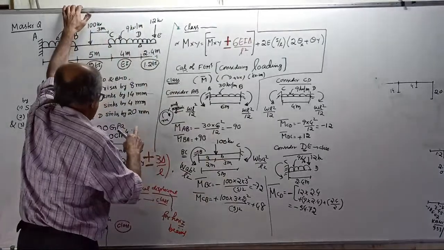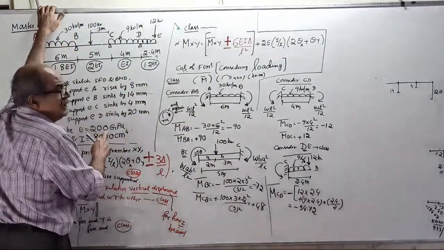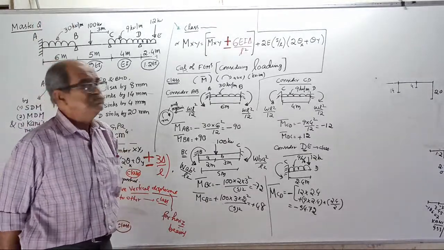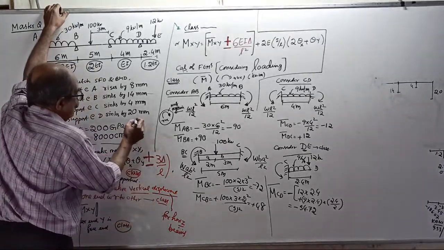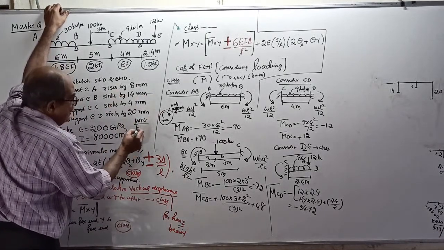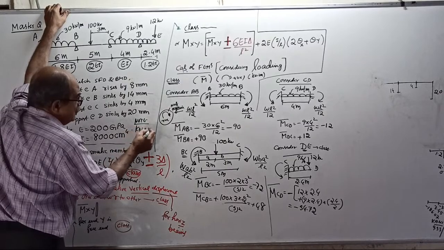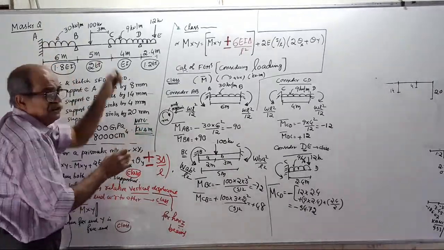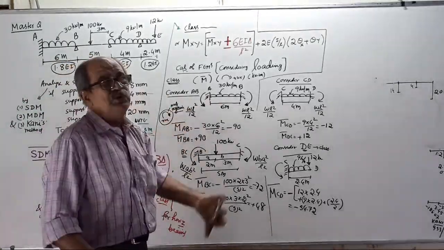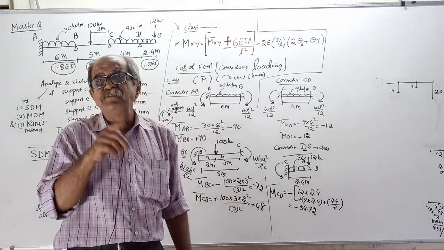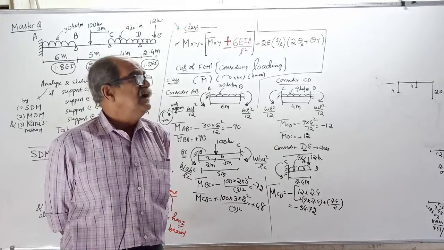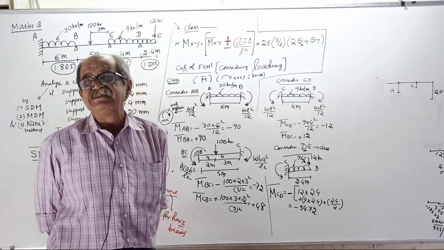So therefore, in the question given, E is 200 GPa and I is 8000 centimeter power 4. First make a note, one important note. We are solving the question in kilonewton and meter unit. Remember, we will solve the question in kilonewton and meter unit. So when you substitute, everything should be in terms of kilonewton and meter. Means force should be in kilonewton. All linear dimensions, distances should be in meter.